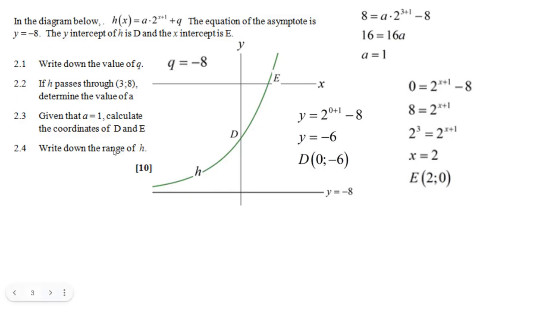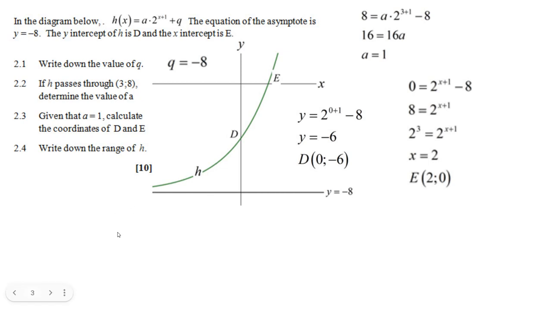The last question asks about the range of the function. And the range is all the possible values for y. Well, these are the y values right here. Look at all the things that y can be. It can be 0, it can be positive up here, it can be negative, but it can't get to negative 8. That's the asymptote. It can't get there, and it can't get below it.